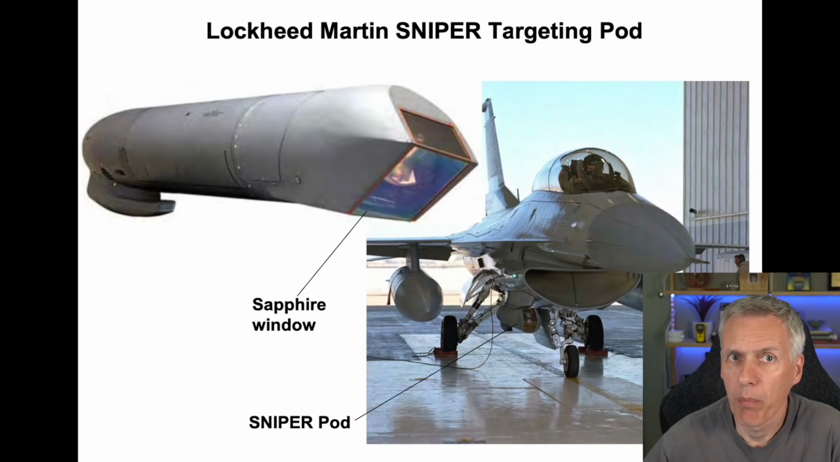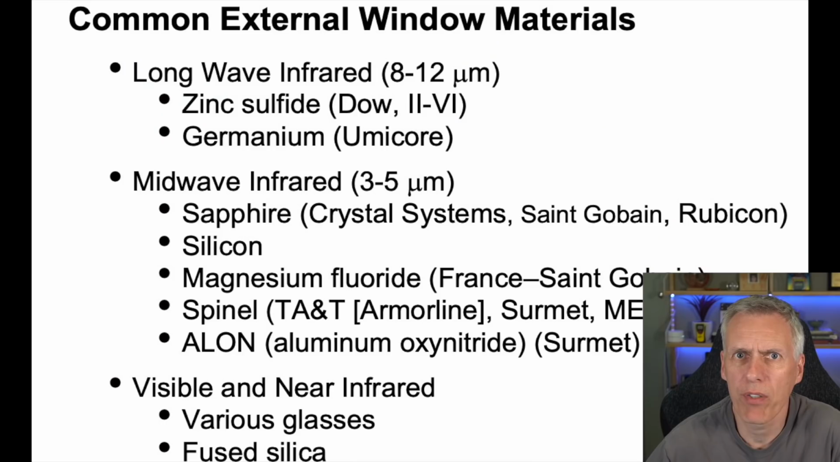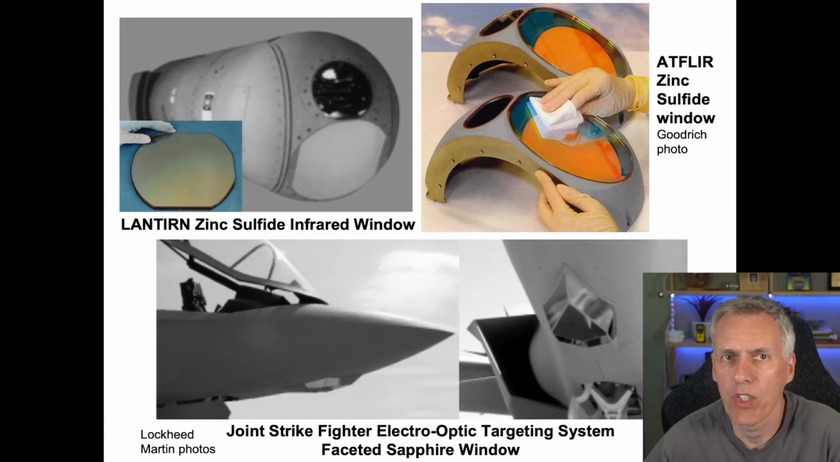Sounds legit, right? As Dave is the IR expert, right? Wrong. The Lockheed Martin sniper targeting pod that Chris is probably familiar with actually uses a sapphire glass window, specifically because sapphire glass is transparent to both visible light and medium wave infrared. The Lantern and AT-FLIR pods use zinc sulfide, which is similar to germanium in that it's transparent to the long-wave infrared. However, it's also transparent to visible light. Germanium is opaque. So there Dave's misunderstanding something fairly significant. So Dave's objection doesn't really make any sense.